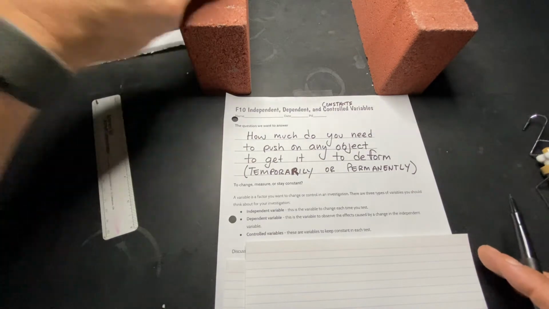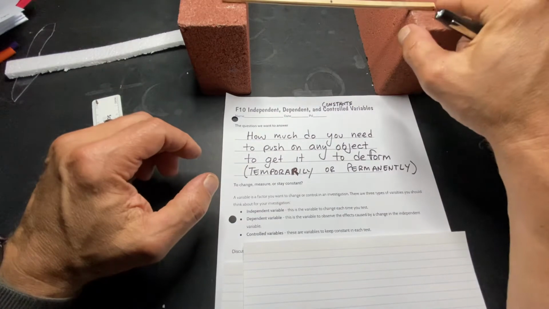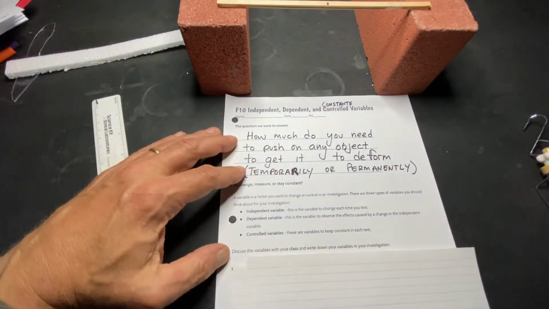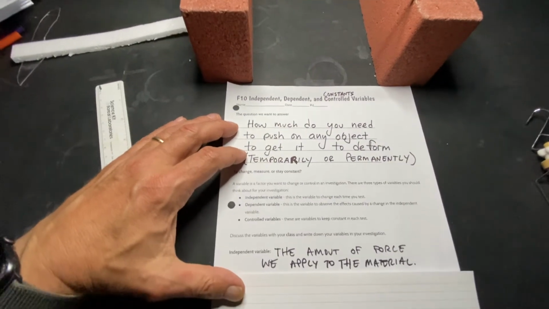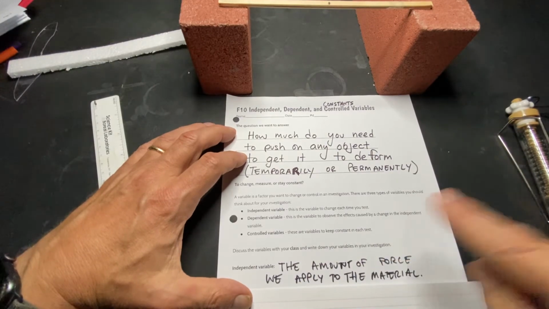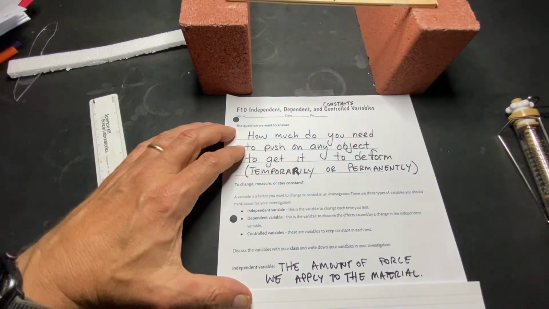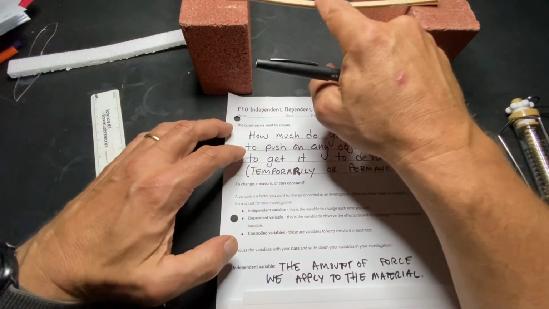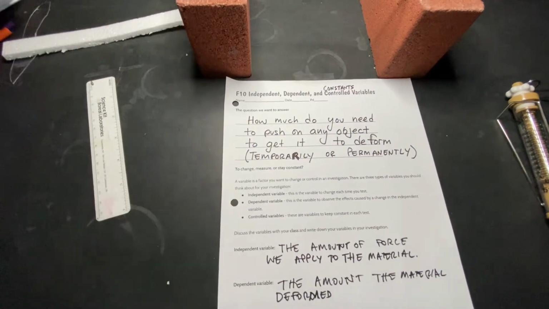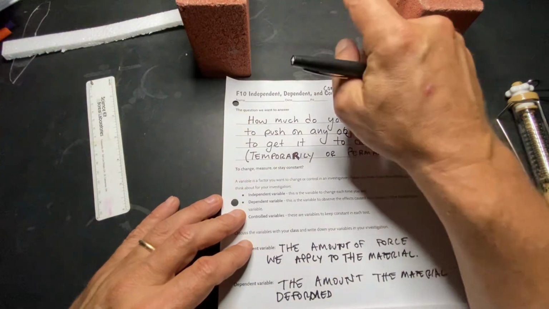And so in our little experiment here, we're going to basically be applying a force to the top of this to see how much it bends or deforms. And so it's pretty simple to see that the independent variable in this is going to be the amount of force that we apply to the top of the material. And then we're going to measure how much it bends. And so our dependent variable is going to be the amount that the material is deformed. Okay? So how much does it bend?